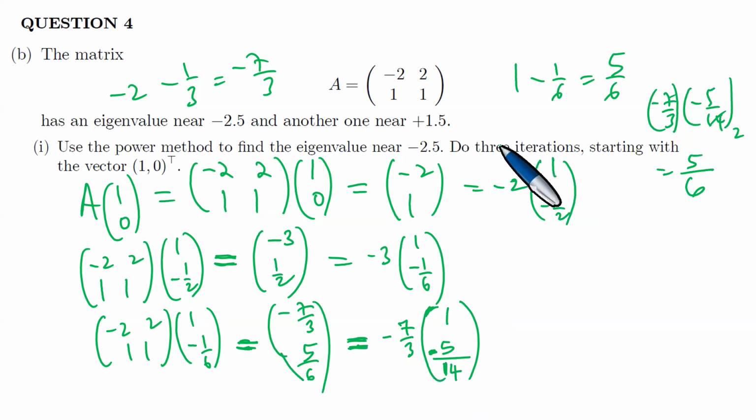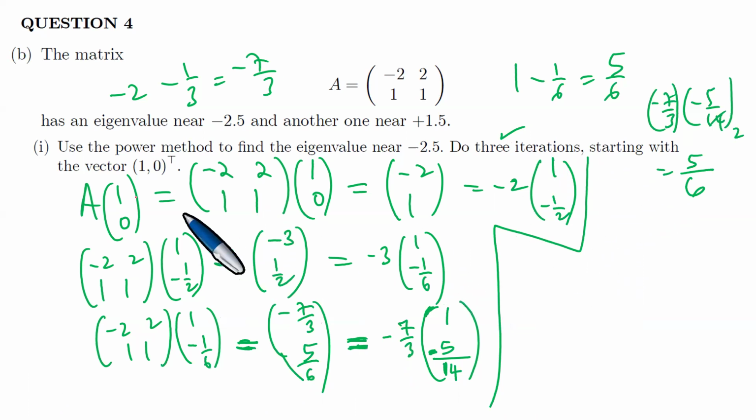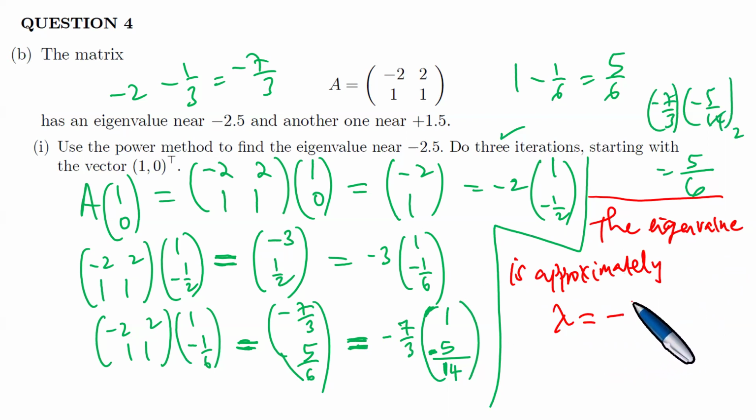Because they said we must do 3 iterations. Now we have already done the 3 iterations, and we're able to make the following conclusion. Based on the 1, 2, 3 iterations, which follow the multiplication of the matrix A by the starting vector, 1 and 0 transpose, we're able to make the following conclusion, that at this point, the eigenvalue is approximately lambda equals minus 7/3. This is it. We're able to then see that the eigenvalue is approximately lambda equals minus 7/3.